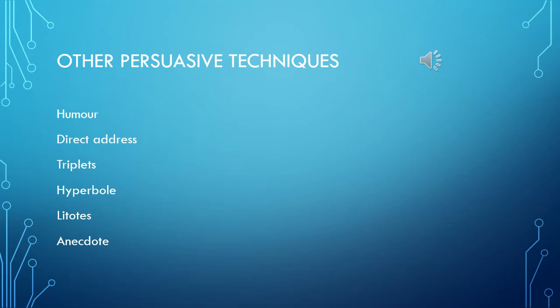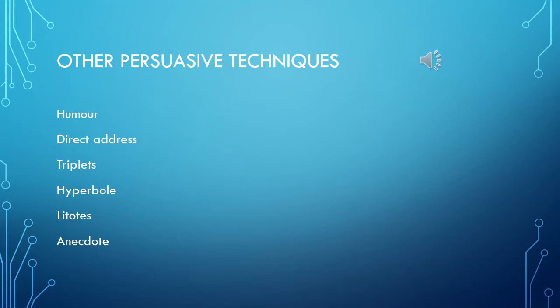Some of the other very commonly used persuasive techniques are humour. If you use humour, you tend to relax your audience, so the audience is more open to your argument, perhaps. Direct address, so that it seems like you're talking directly to the person who's reading the article. Triplets, so the rule of three, when you're repeating something similar 3 times, seems to be sort of a magic number. It works really well to get a point across to a reader.